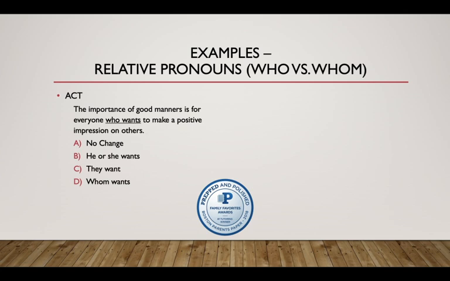Now with B, I have he or she wants to make a positive impression on others. Yes, that sounds great. But we have everything before it. The importance of good manners is for everyone he or she wants to make a positive impression on others. Oof. That sounds complicated and also incorrect. Our answer, A. We have our subject, everyone. We have our object, in this case, not our object, sorry, our subject, who, which references everyone, and we have who wants to make a positive impression.